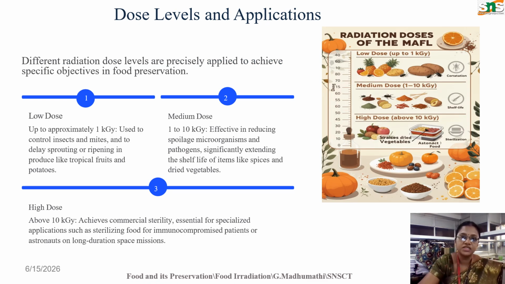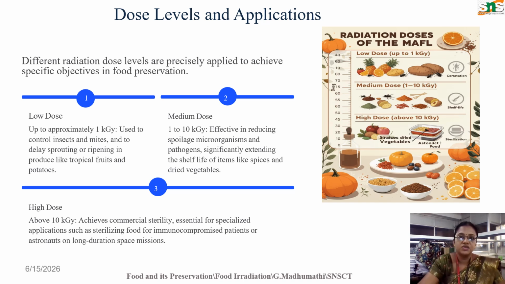And what about the dosage levels and how they can be applied? Radiation doses are categorized into three types: low, medium, and high dose. We express these doses in terms of gray, like kilogray. Different doses are applied to achieve the preset objective for the preservation of food. A low dose is up to 1 kilogray.